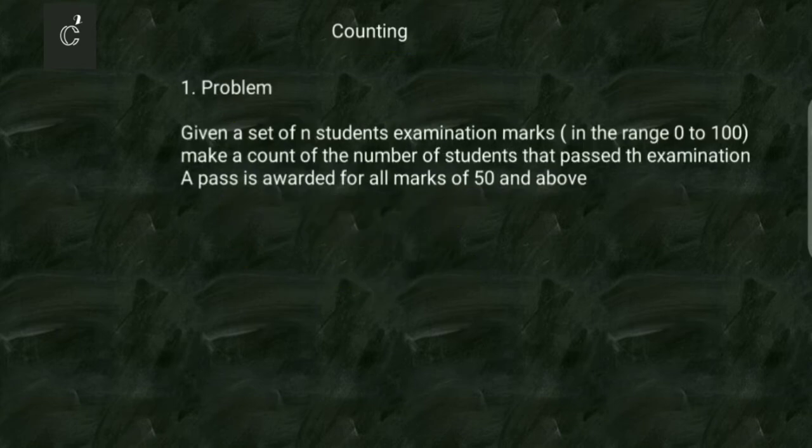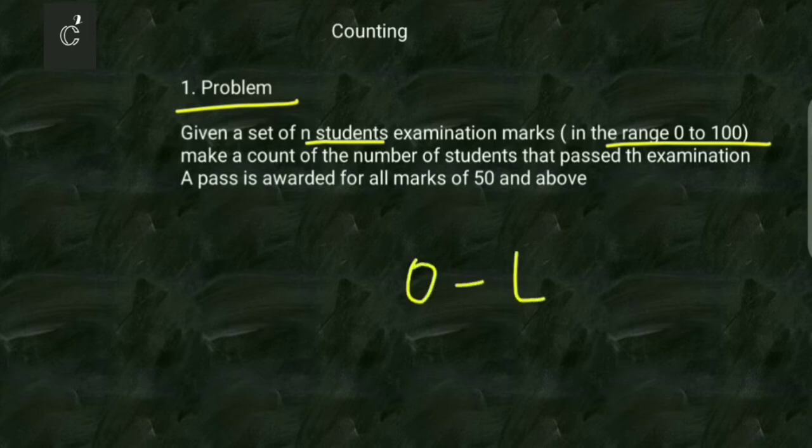The first one is the problem statement. Here the problem statement is given as: there are n number of students present in a class. So we have to find the students who have passed, on the condition that the marks will be ranging from 0 to 100, and the students who have been awarded or graded above or equal to 50 will pass.